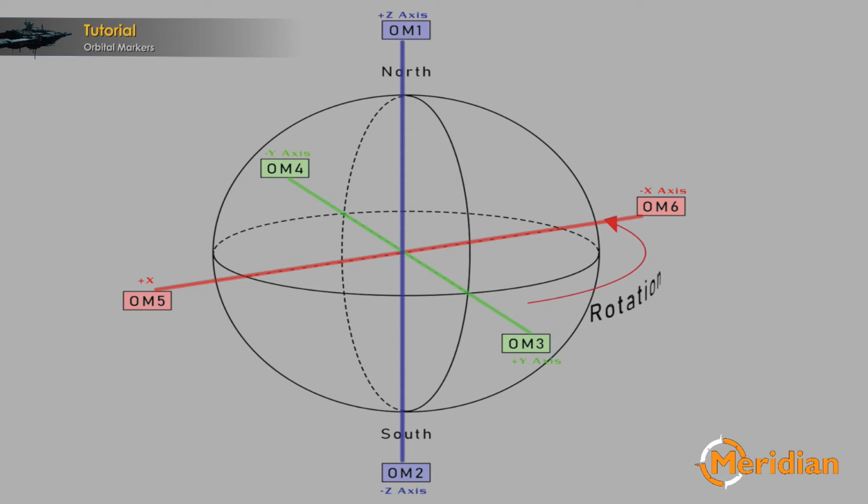So each marker has the same distance to the planet's center. Since they rotate with the planet, they are considered static objects we can use for navigation on planets.